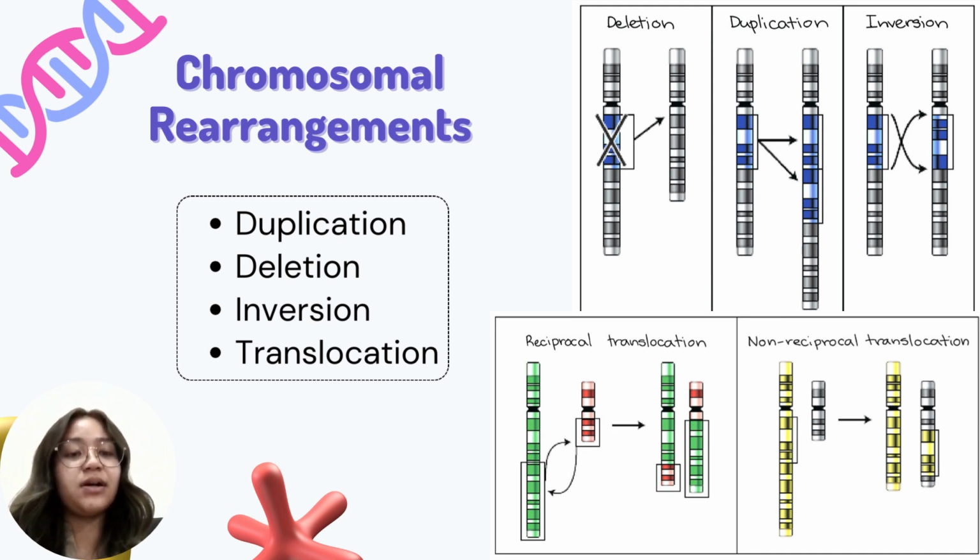A reciprocal translocation involves two chromosomes swapping segments. A non-reciprocal translocation means that a segment of one chromosome moves to another.